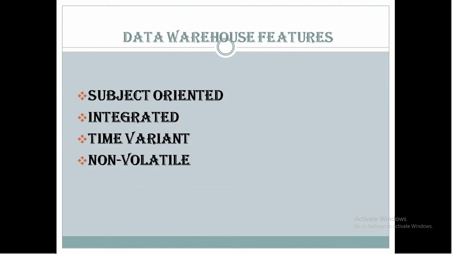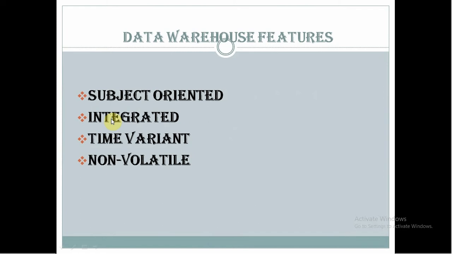The key features of data warehouse are subject-oriented, integrated, time-variant, and non-volatile. A data warehouse is subject-oriented because it provides information around a subject rather than the organization's ongoing operations. These subjects can be product, customer, supplier, sales, etc. Data warehouse does not focus on the ongoing operation. Rather, it focuses on modeling and analysis of data for decision making.